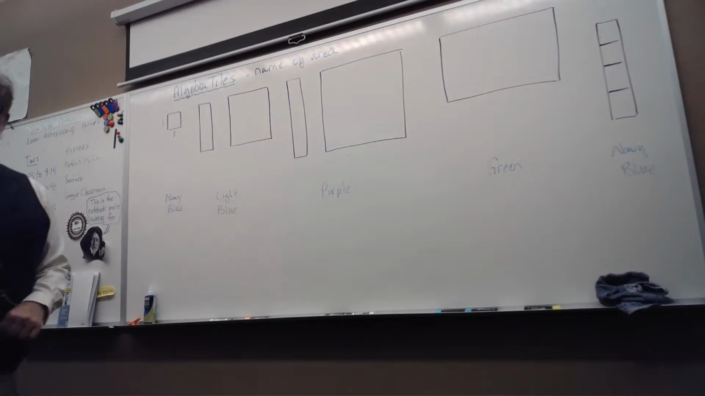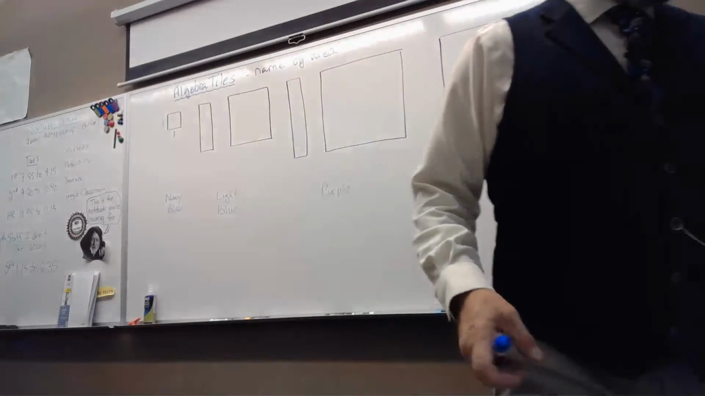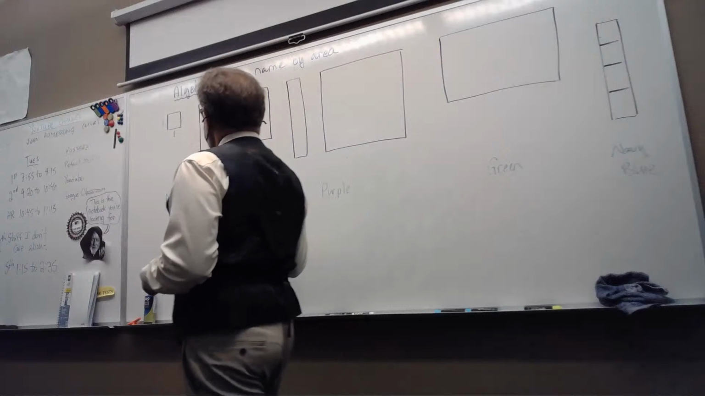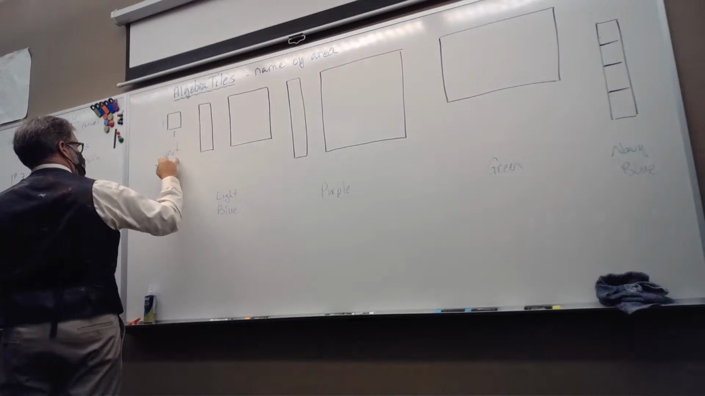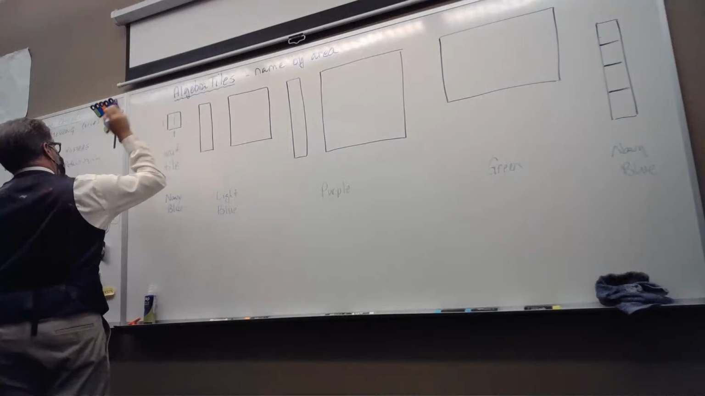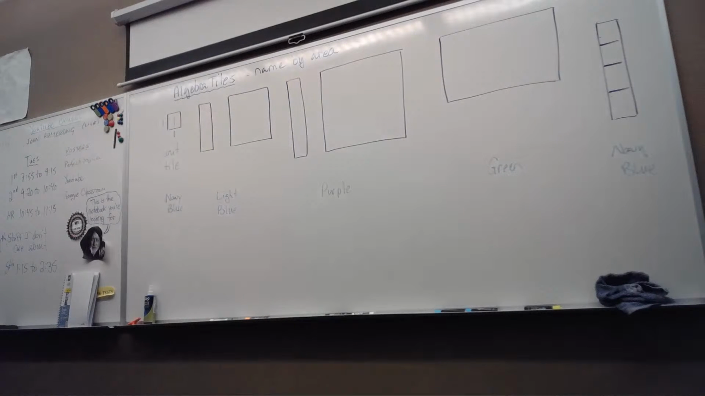Unit 1 time. A unit tile. Because it has an area of 1, agreed? So we're going to call it the unit tile. It's 1 unit.